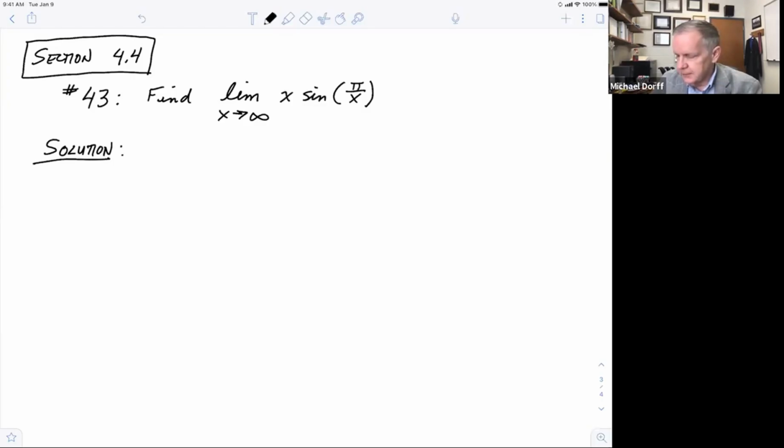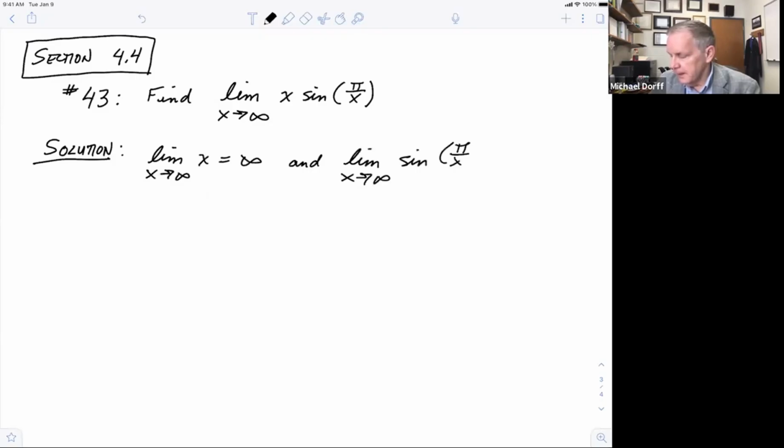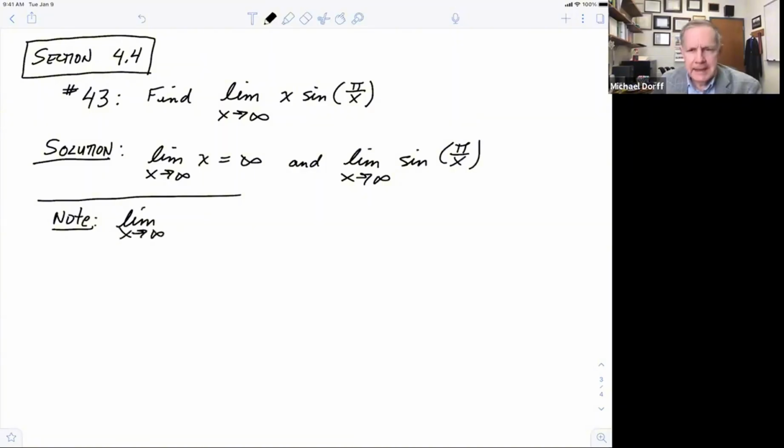So this has two terms multiplied together. The first one is x. So what's the limit as x goes to infinity of x? Well, that's just infinity. We also have the limit as x goes to infinity of sine of pi over x. Let's look at that one a little bit more carefully. Let's first look at what happens to the inside part.